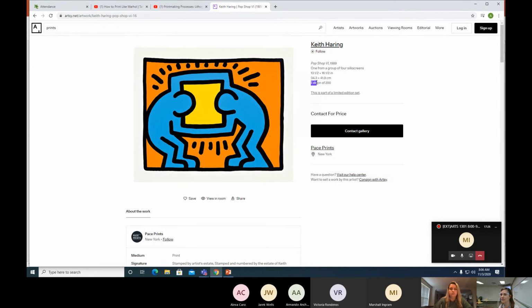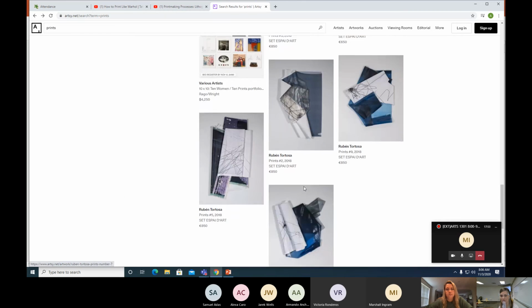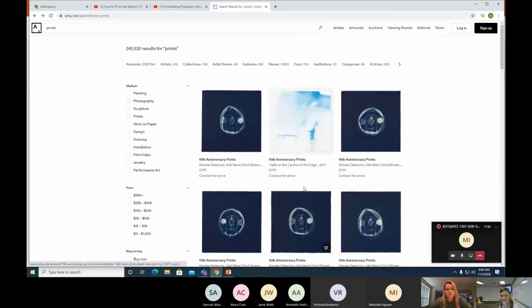But in this one, you can see that this is an edition of 200. It doesn't tell you which number in that set it is. You would never want to buy a print without knowing the number it is in the edition. So that would be something else that you would want to call and ask for. So if you were interested, you would contact Pace Prints and ask those questions and see how much that's worth. But artsy.net is really a fun place to be if you're interested in valuations for art.